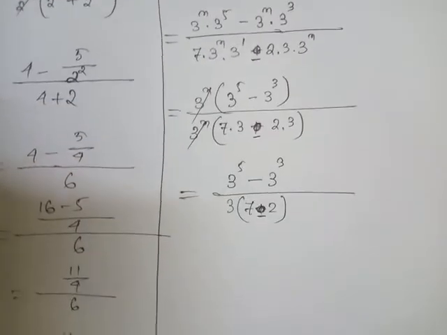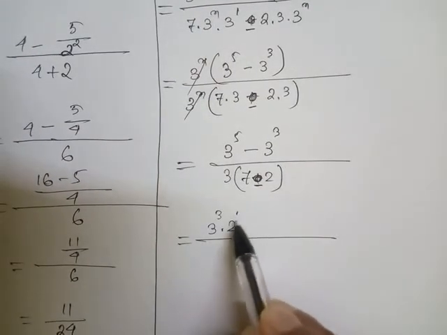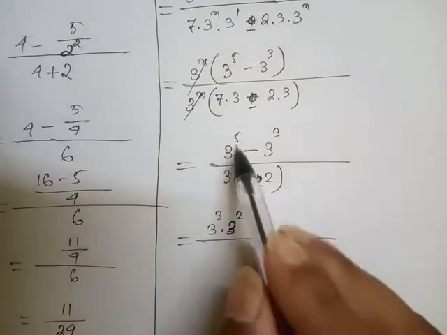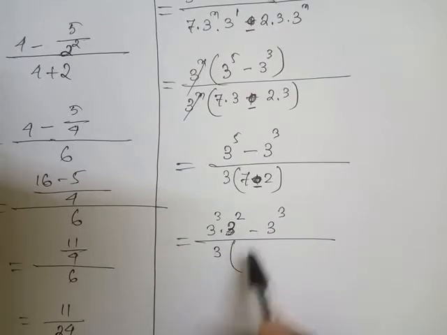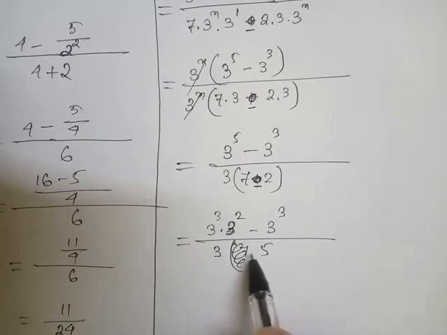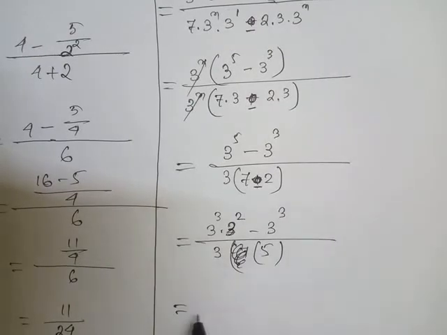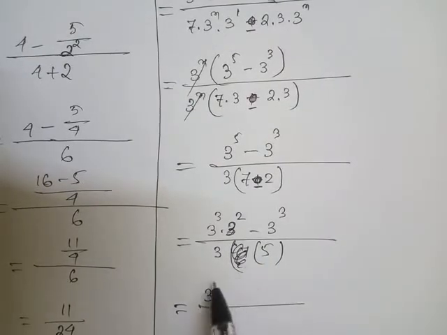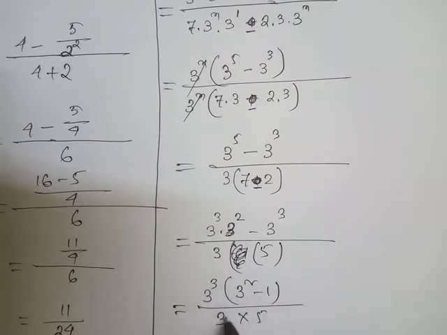Now look after that, student, here 3 to the power 5 can be written as 3 cube into 3 square, because 3 plus 2 is 5, and there is 3 cube, and there is 3 only, and 7 minus 2 is 5, so we'll write here 5. There is 3 and there is 5. Now look after that, here if I take 3 cube common, then 3 square minus 1 will be here, and there is 3 into 5. Now cancel with this one, so 3 square only here.